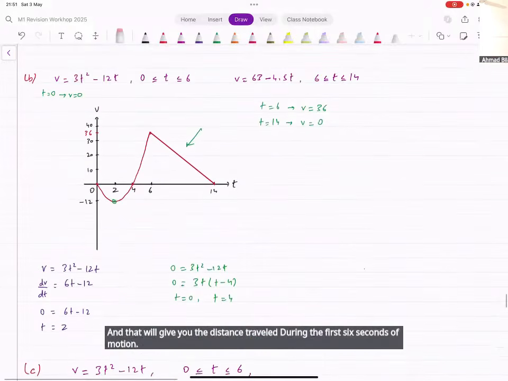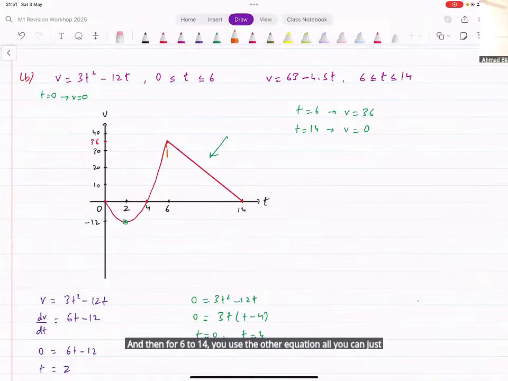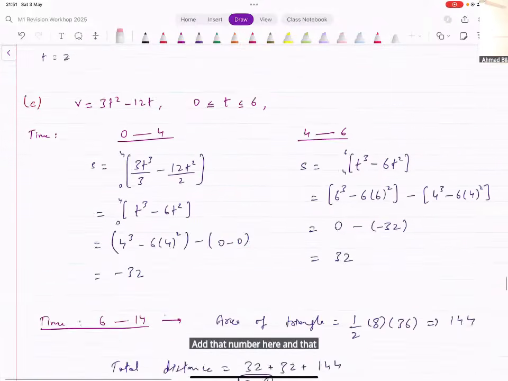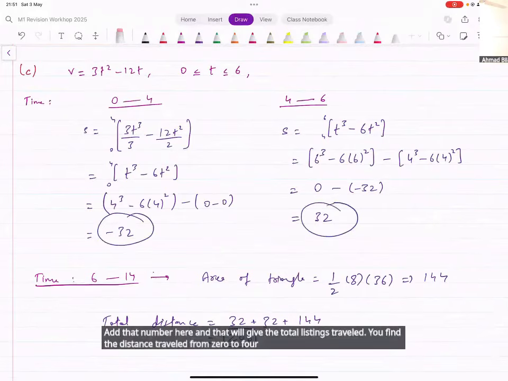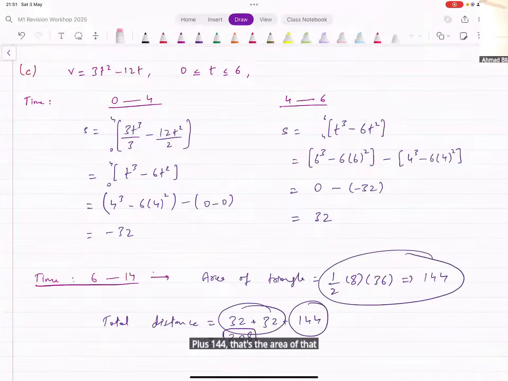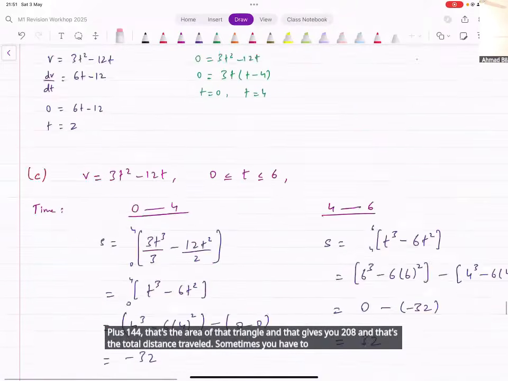And then for 6 to 14, you use the other equation, or you can just use the area of the triangle here as well, area in the graph. That will be actually easier. Add that number here, and that will give the total distance traveled. You find the distance traveled from 0 to 4, 4 to 6, make them positive, add them up together: 32 plus 32 plus 144, that's the area of that triangle, and that gives you 208, and that's the total distance traveled. So sometimes you have to sketch graphs like this yourself as well.